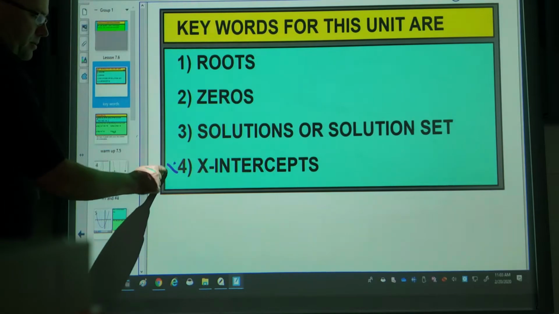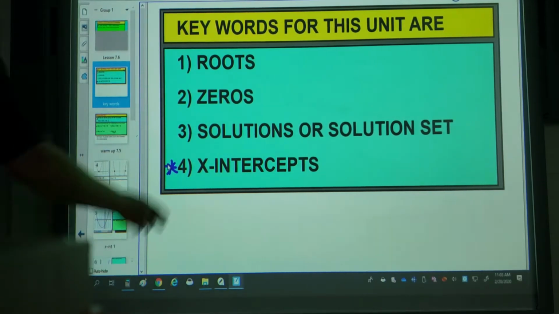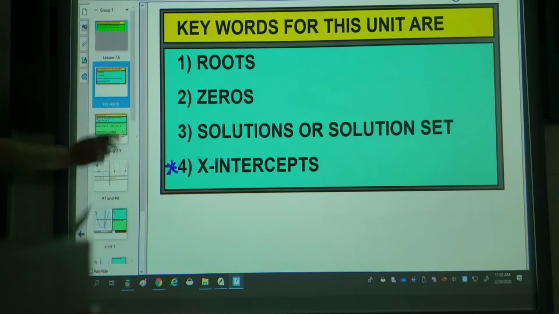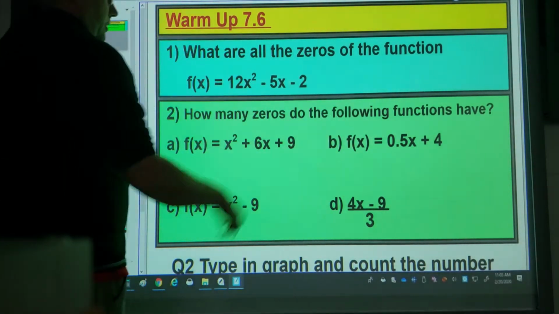This is probably the most important one, because we're going to be using Desmos for a lot of these questions, and we're just going to physically look at the picture and find out what the x-intercept is. So make sure you're familiar with these words. Now, for the warm-up, I actually put this up as the question, but I used one of those new words. So what are the zeros of this function?